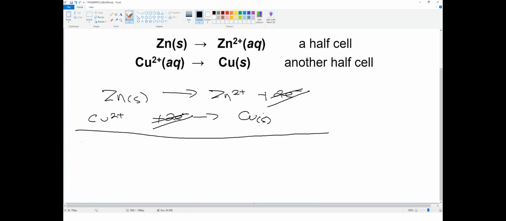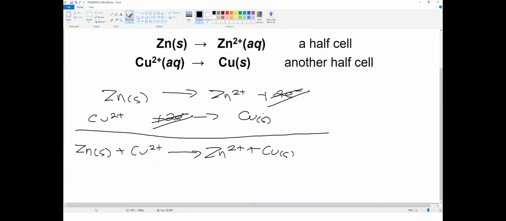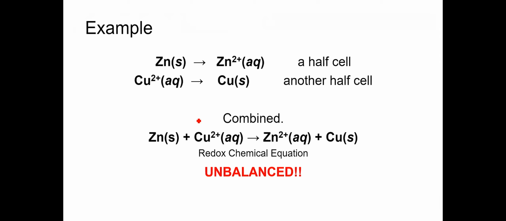So, i-rewrite na lang natin yung mga ano. So, this one is zinc solid. This is copper 2 plus, zinc 2 plus, this copper solid. So, ito yung final balanced chemical equation. So, balance. Going back. So, yun din pala yung balance. No?